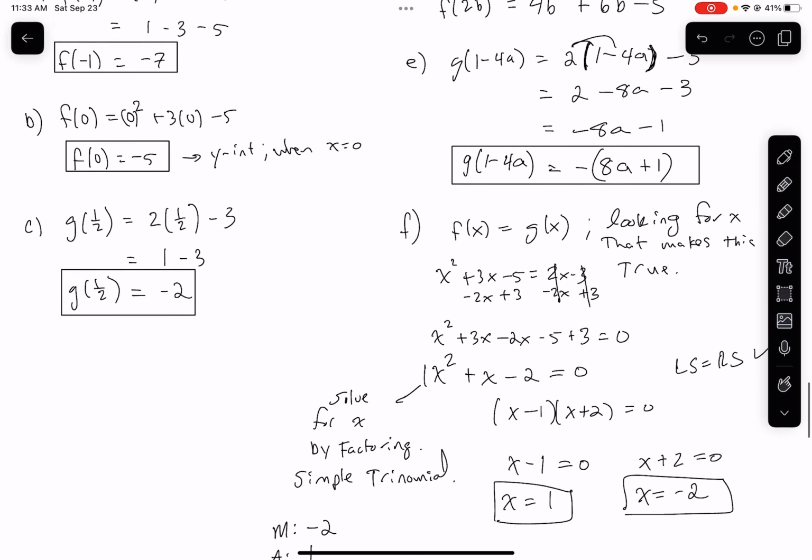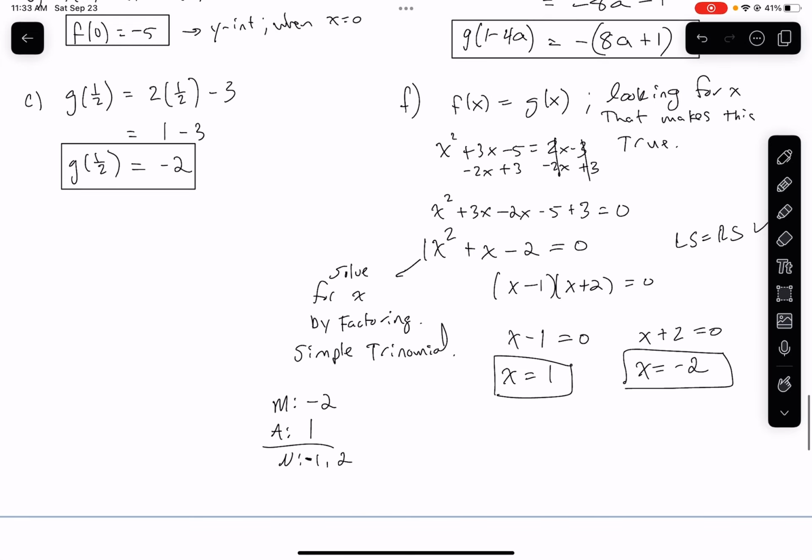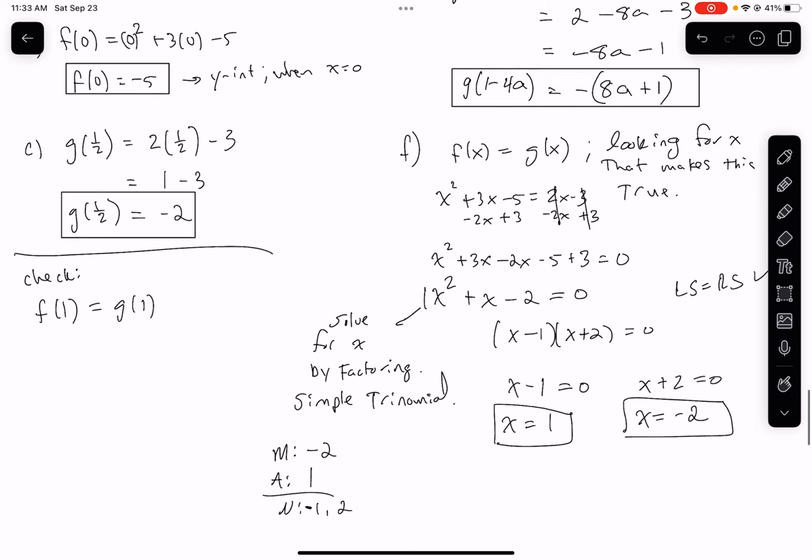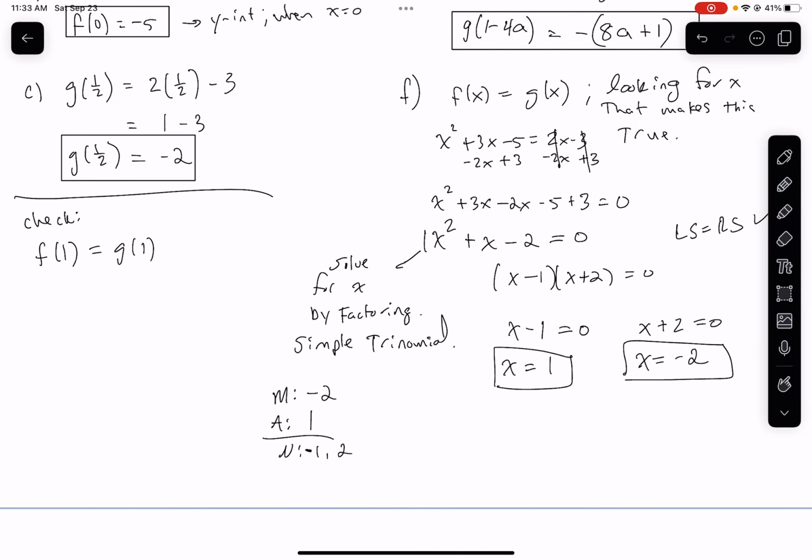If we wanted to check that for sure, I'll just check one of them. I'll do the check over here, where there's more room. We should see that f of 1 equals g of 1. If you ever had this on a test, you could check that your answers were correct by doing this. The two functions again were x squared plus 3x minus 5 has to equal 2x minus 3.